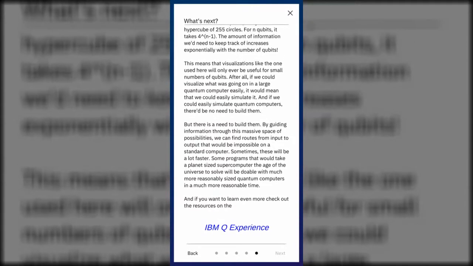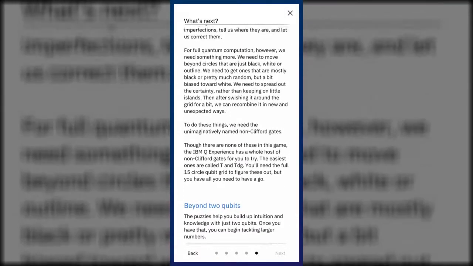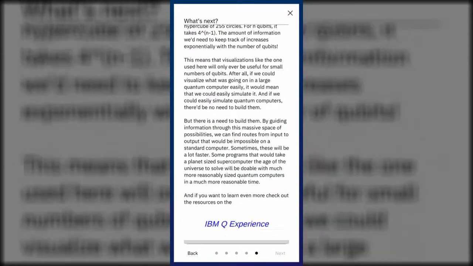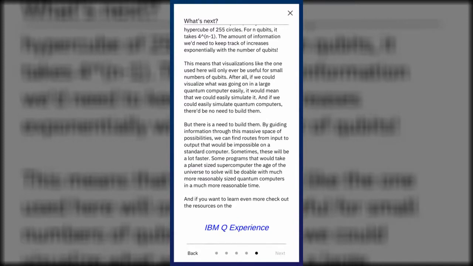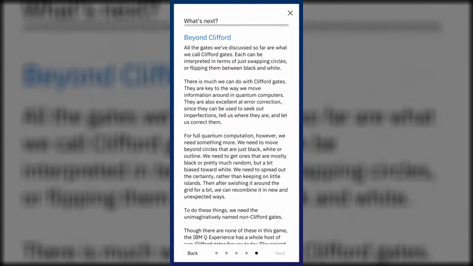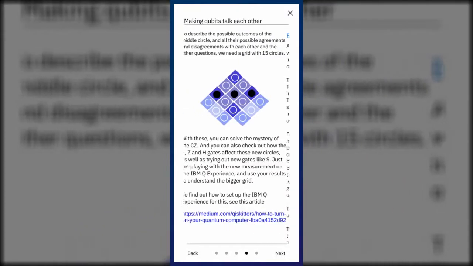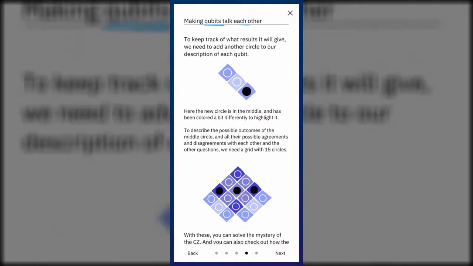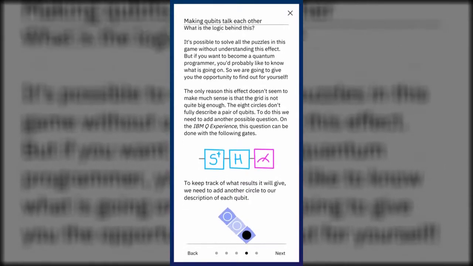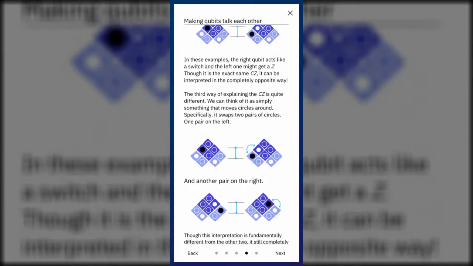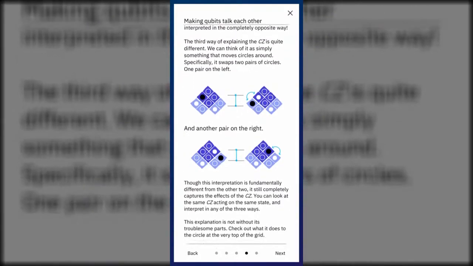Nice. IBM Q Experience. I feel I don't even need to play the game. You could have just shared the guide. That's awesome. So I have learned that, okay, there is a way. I have to explore the Q Experience a bit more, but there is then a way.